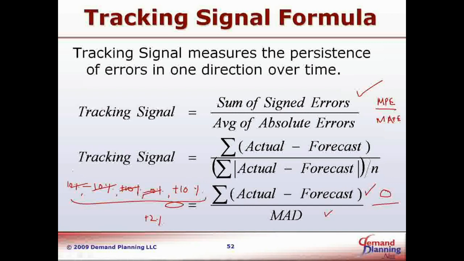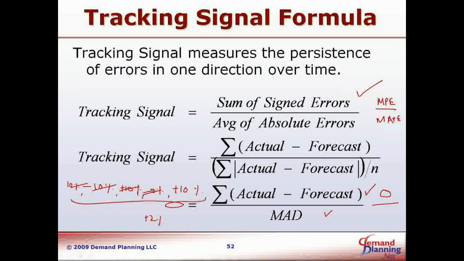But if it is all in one direction over a long period of time, then obviously this number would be higher, right? If you have over forecasted every month, then obviously your total error would be comparable to your mean absolute deviation. So in that case, when you're summing them up, it would be a multiple of mean absolute deviation.